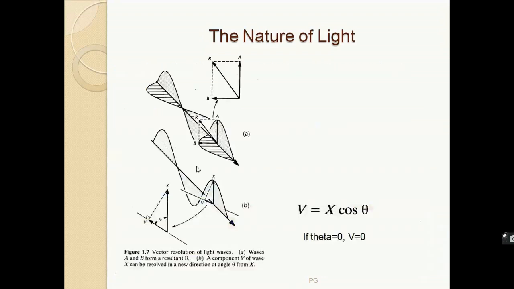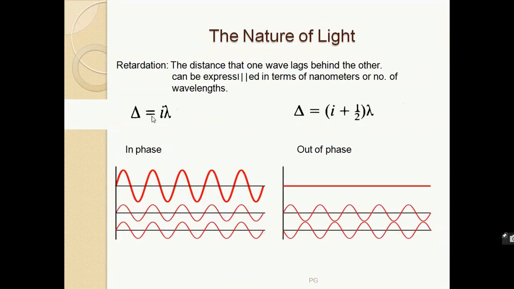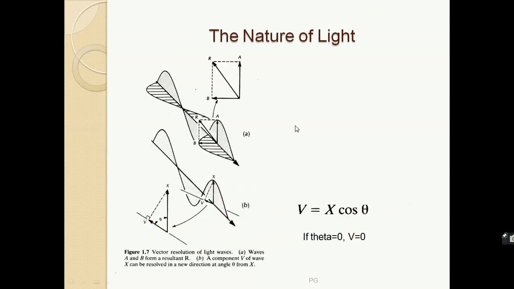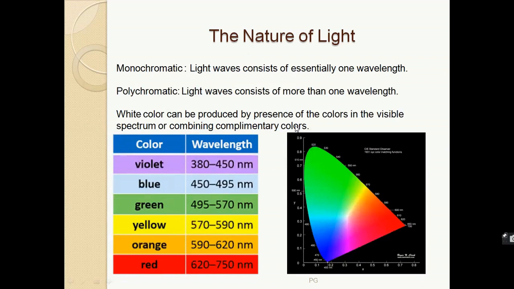In the last video we discussed interference, retardation, and constructive and destructive interference. So today we will start with polychromatic and monochromatic light. A monochromatic light consists of light waves that are essentially of one wavelength, like the red light. The red light consists of wavelengths which fall in the red region.